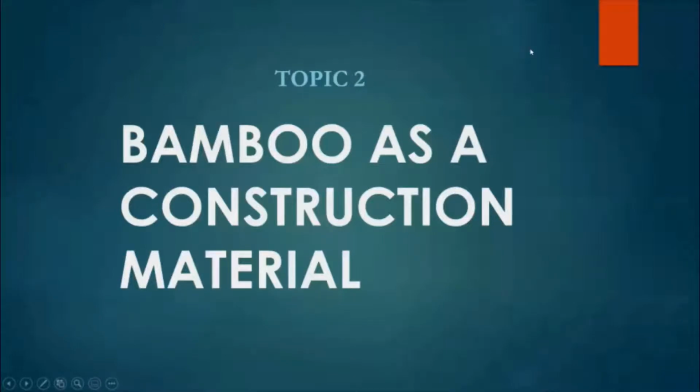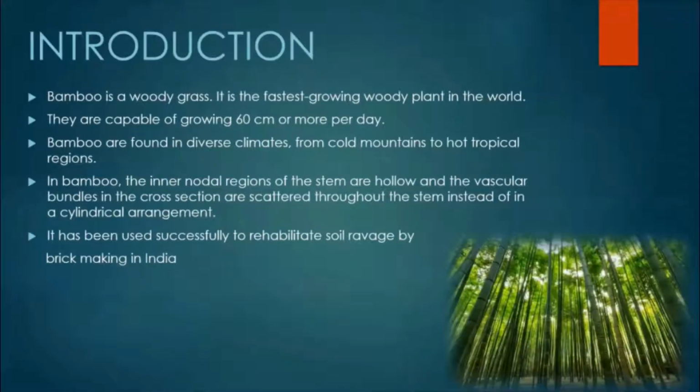Bamboo as a construction material. Introduction. Bamboo is a woody grass. It is the fastest growing woody plant in the world. It grows approximately 7.5 to 40 centimeters a day. They are also capable of growing 60 centimeters or more per day. However, the growth rate is dependent on local and climatic conditions.